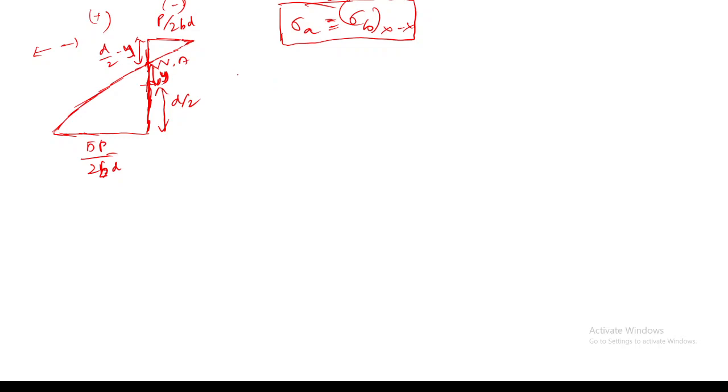By using either the similar triangle concept or sigma A equal to sigma B, you can find the location of the neutral axis. Here I am employing the similar triangle concept. Yes, y is equal to D by 3.